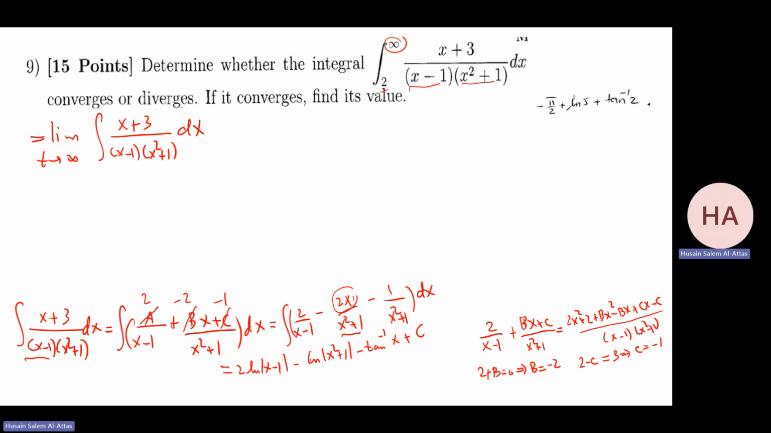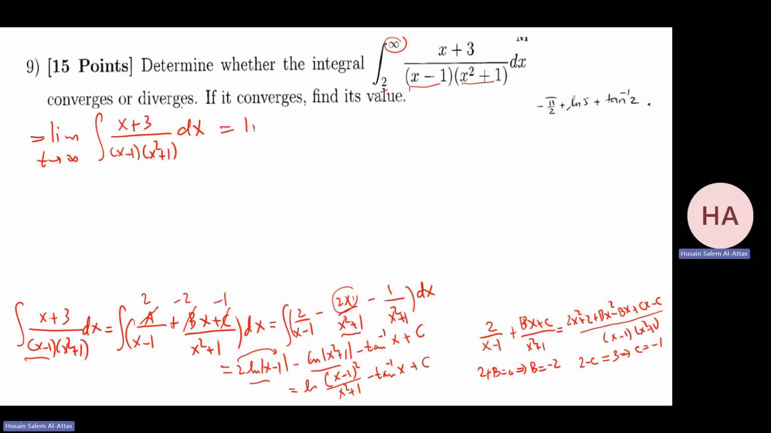Yeah. Let me write this. These two, I can combine them in one. I can take this as a power. So I have ln (x minus 1) squared over x squared plus 1, which is positive, minus tan inverse x plus c.